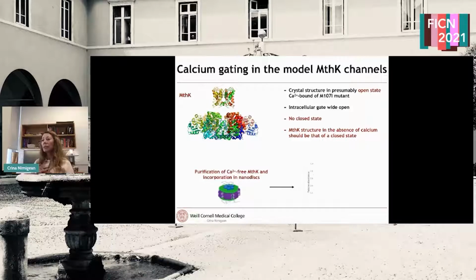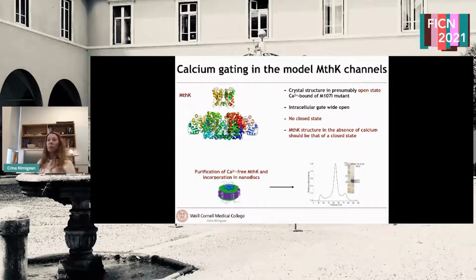So what we did is we purified MTHK in no calcium. We added EDTA to make sure we get all the calcium out of the way. We incorporated it into nanodiscs, and this is shown here, the nanodisc. Basically, a nanodisc is a little lipid patch that is enclosed by a dimer of apolipoproteins that are shown here in violet, and the lipids are shown in green, right? So these are the bilayers, and in the middle of such a bilayer, you can incorporate any membrane protein.